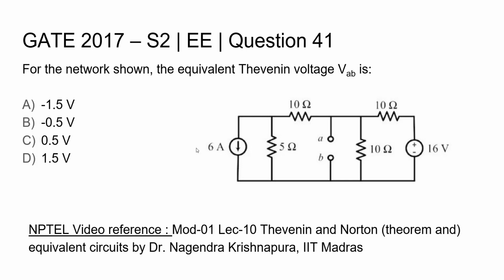Question 41, Electrical Engineering, GATE 2017, Set 2. For the network shown, the Thevenin equivalent voltage VAB is dash. 4 options are given to us to choose from.